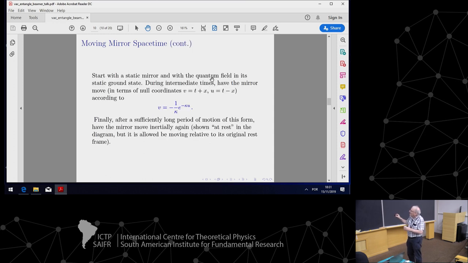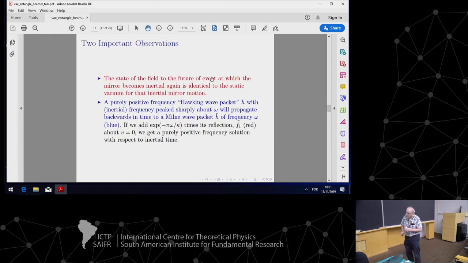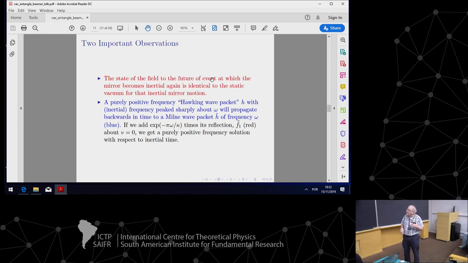So that's just a restriction in this model of how quickly I have to make the mirror become inertial, but it's not a problem. There's no difficulty in principle doing that. And again, I've shown the mirror returning to rest, but it only has to be inertial. It could be moving rapidly to the left when I'm done. Okay, so we want to understand particle creation in this case, and you'll see in this second remark what this has to do with the Hawking effect.